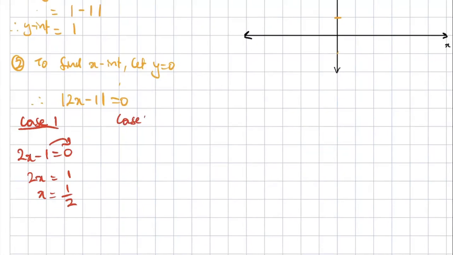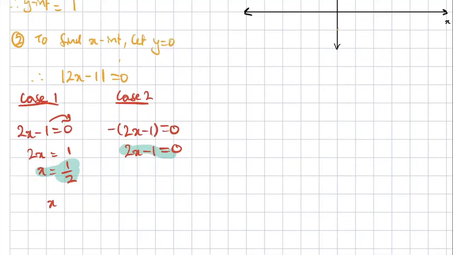Then case 2, we do the exact same behavior, but we take the negative case of the absolute value. Now this is going to behave the exact same way. We're going to multiply both sides by a negative to then receive the equation 2x minus 1 is equal to 0. And we know the answer to this equation because we've just found it. It's going to be the exact same thing. So our only x-intercept is going to be equal to a half. So let's now add that onto our graph here.